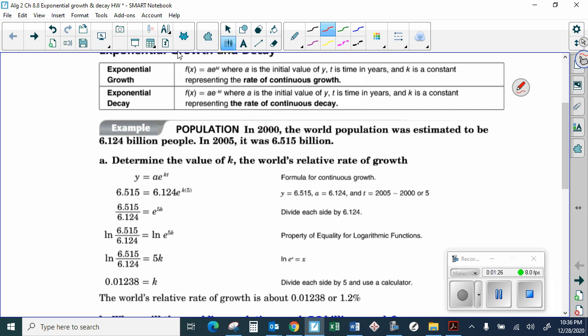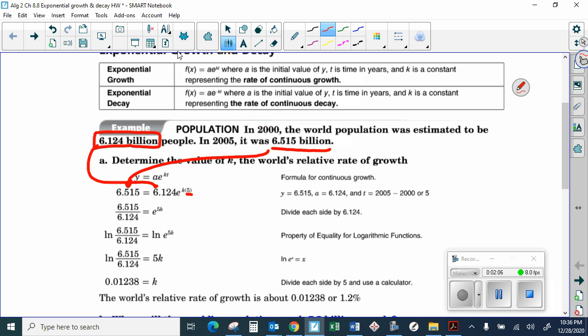Well, initial value, right here, goes right there. In 2005, so 5 years later, we have t is 5 years. That y value now is the 6.515, and we're solving for k. So we have our variable that we're trying to solve for up in the exponent, so we have to use, in this case, natural log, because the e that goes along with it is natural log, and the natural log of e is 1, so it cancels out.